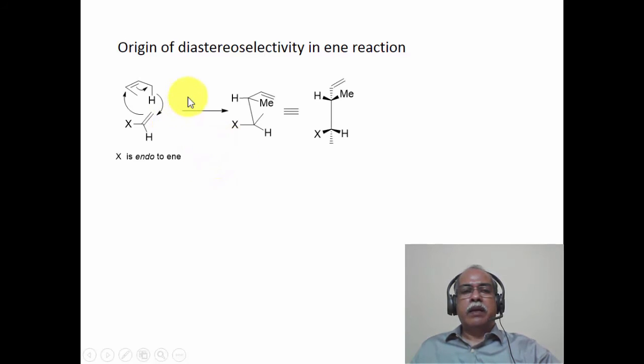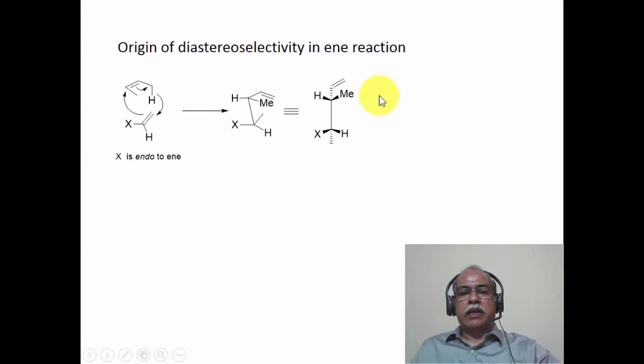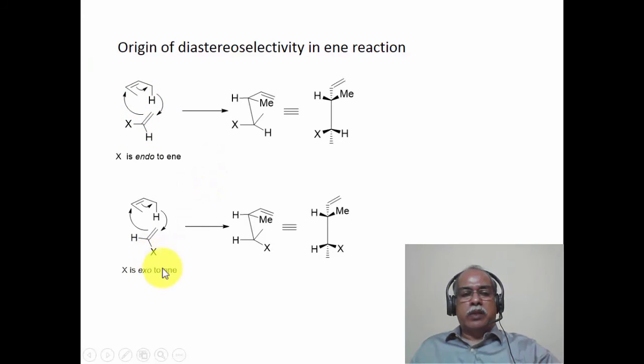Now we will explain the origin of diastereoselectivity in the ene reaction. Remember, early on we saw the formation of diastereoisomers in the ene reaction. What causes the selective formation of one or the other diastereoisomer in an ene reaction is explained here. There are two transition states that are possible. The X group in the enophile can be endo with respect to the ene, or it can be exo with respect to the ene.